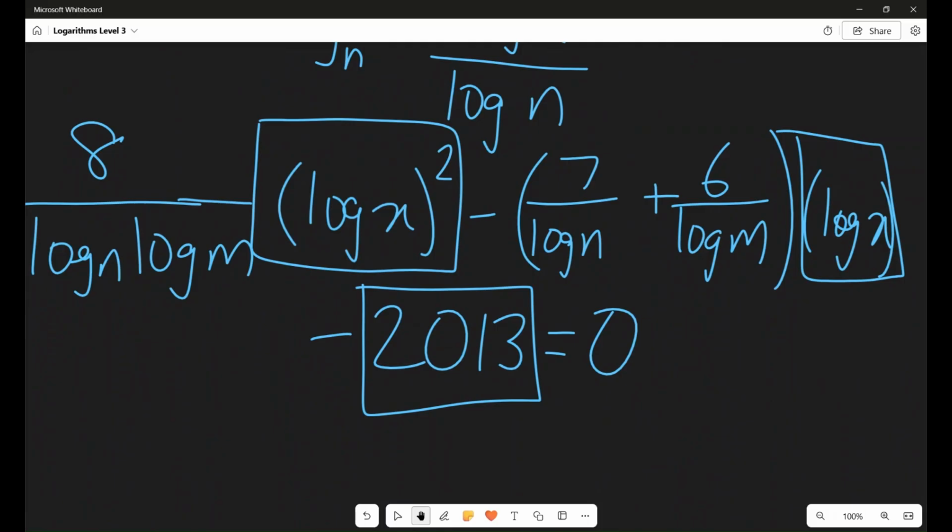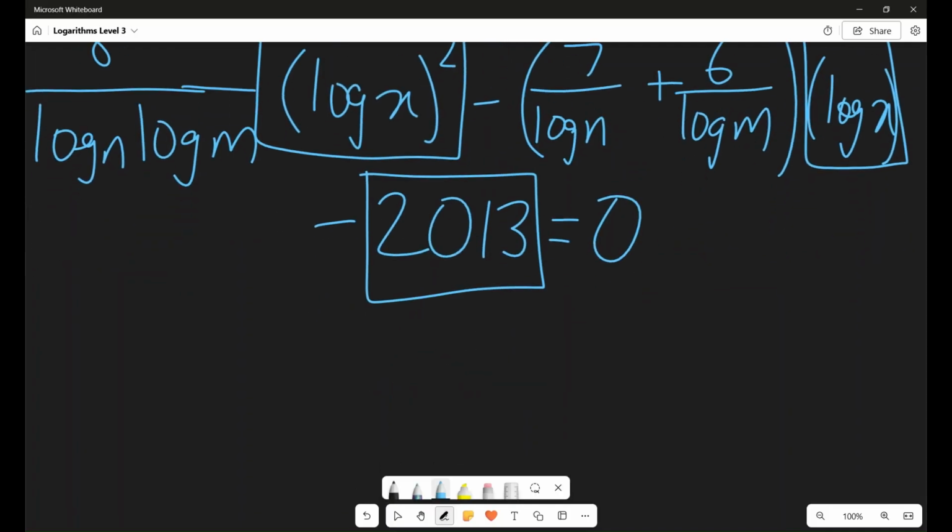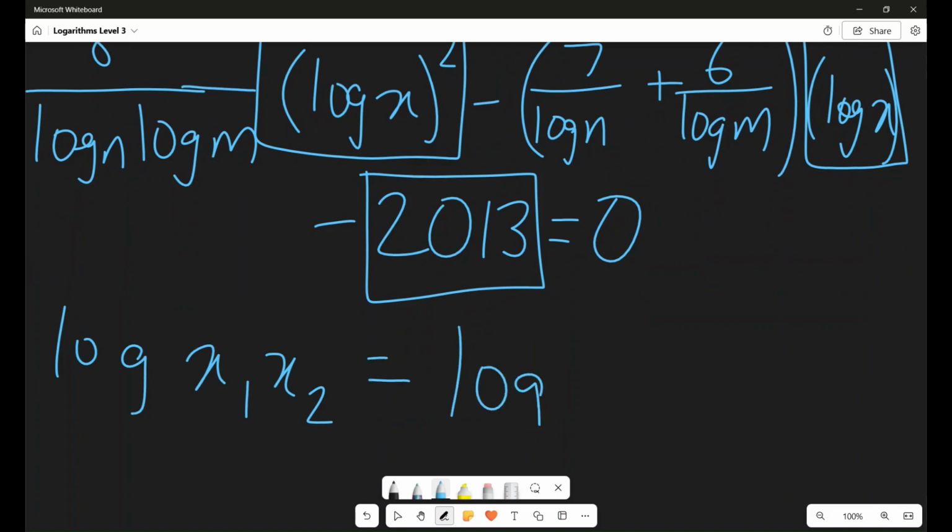The product of the solutions, sum of the solutions, that's Vieta's formula. But if we want the product of the solutions for x, how do we work with the log x? How do we get rid of that? And the answer to that is we don't need to get rid of it. Because as we know, if we want to take the product of the values of x1 and x2, say x1 and x2 are the two solutions, and that's the product. If we take the log of that, that's just equal to log x1 plus log x2. So instead of finding the product of the solutions for x, we can find the sum of the solutions for log x.